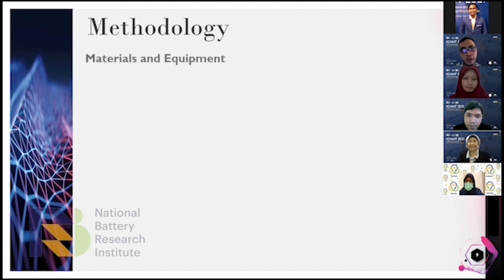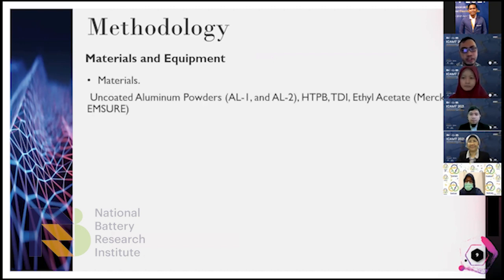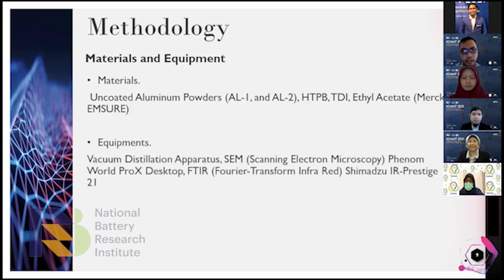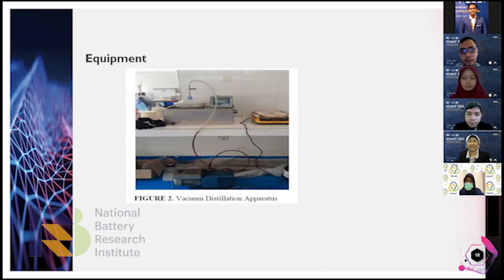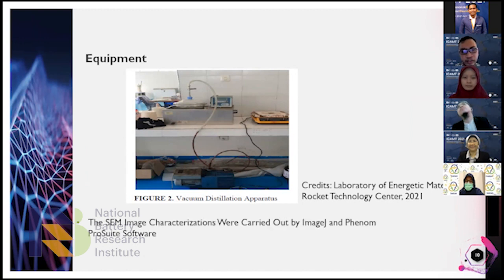Next, the methodology. Materials: uncoated aluminum powders in two versions, L1 and L2, HTPB, TDI, and ethyl acetate. Equipment: vacuum distillation apparatus, SEM from Phenom ProX, and FTIR from Shimadzu IRPrestige. We actually built this equipment with the available materials in our laboratory. This is the vacuum distillation apparatus. Then the same image characterization was carried out with ImageJ and Phenom Pro Suite software.